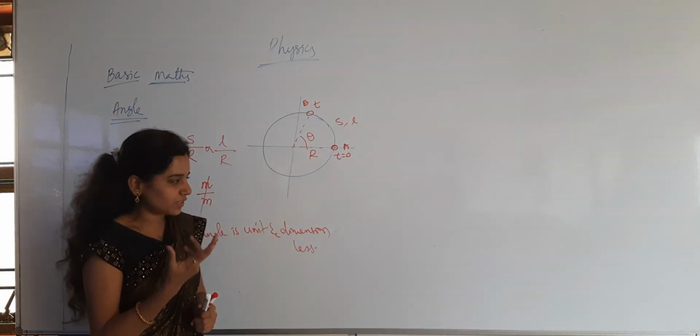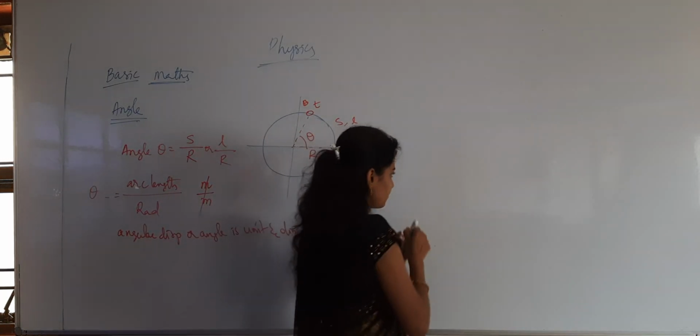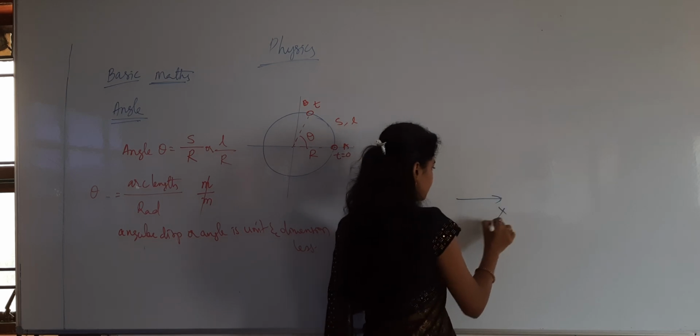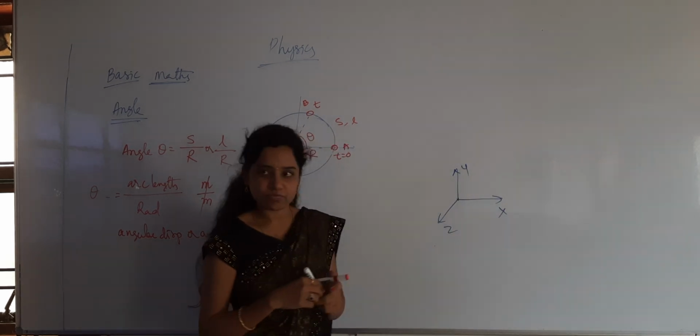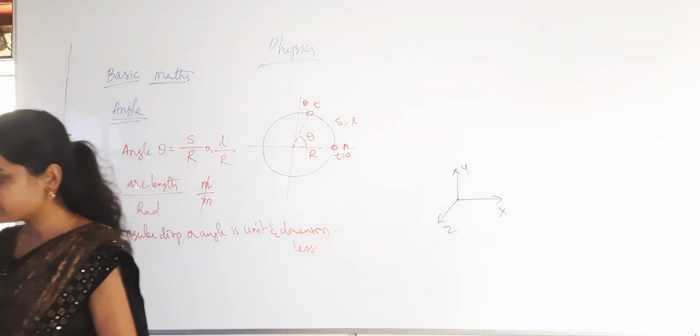First of all, tell me, which is the x, y, z axis? X, y, z. Is that representation correct?